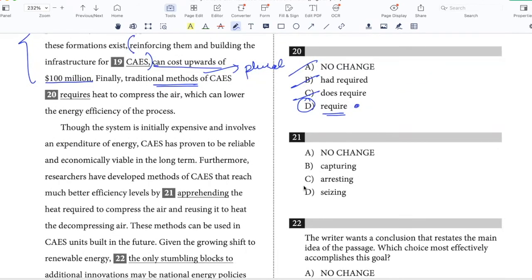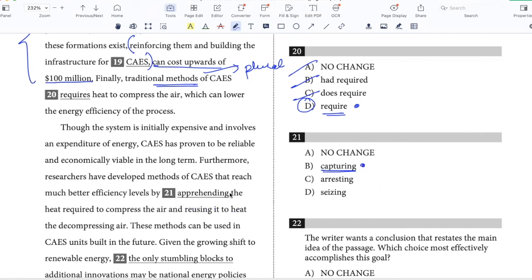Though the system is initially expensive and involves an expenditure of energy, CAES has proven to be reliable and economically viable in the long term. Furthermore, researchers have developed methods of CAES that reach much better efficiency levels by apprehending the heat required to compress the air and reusing it to heat the decompressing air. Okay, so I'm basically saying that efficiency levels can be improved by capturing the heat, right? Capturing the heat required to compress the air and then reusing it. So in this context, capturing is a good word.